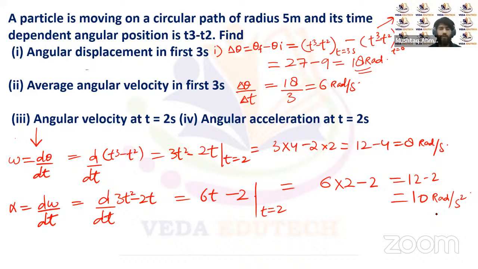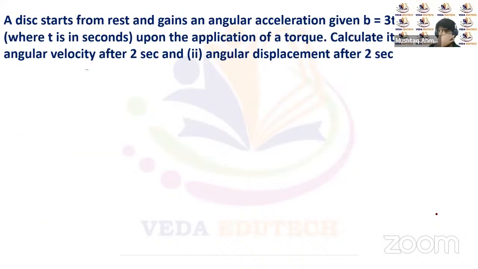So we calculate the alpha, we calculate the change in angular displacement, we calculate the average angular velocity, as well as instantaneous angular velocity and instantaneous angular acceleration. Now let's talk about the second question.